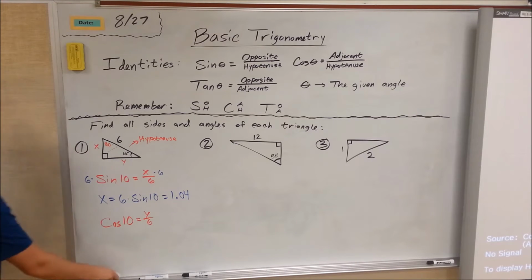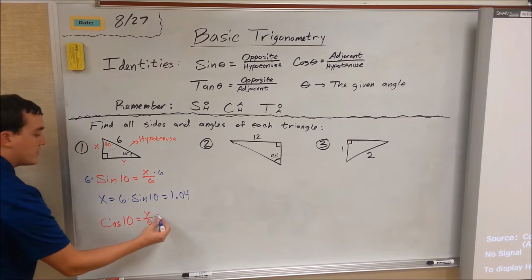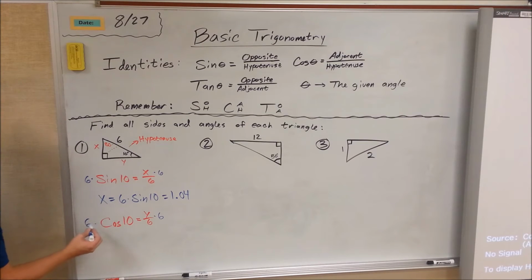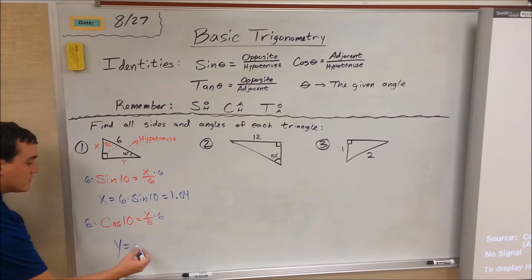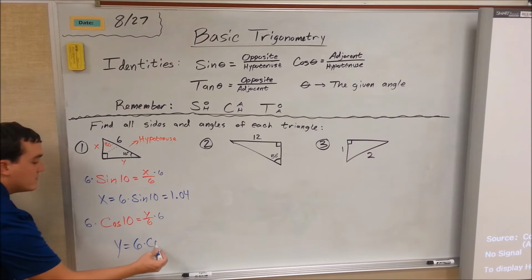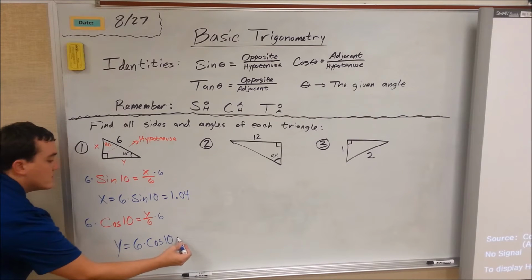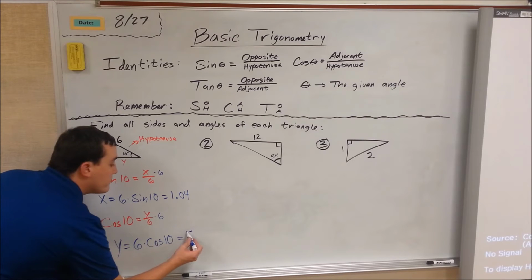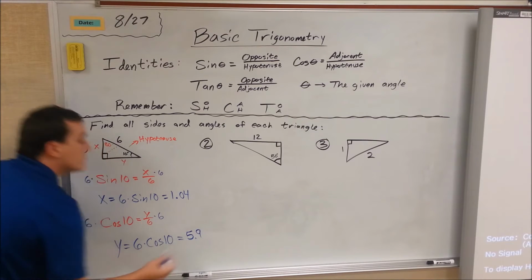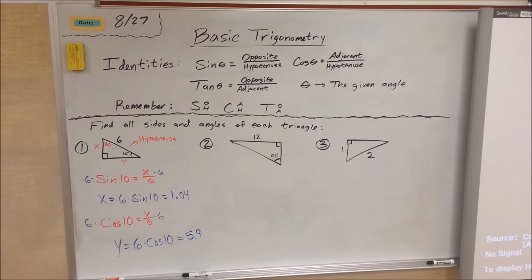And we solve it a similar way. We multiply by 6. So y is 6 times cosine of 10, which is 5.9. Alright, so those are our x and y, and we found everything.